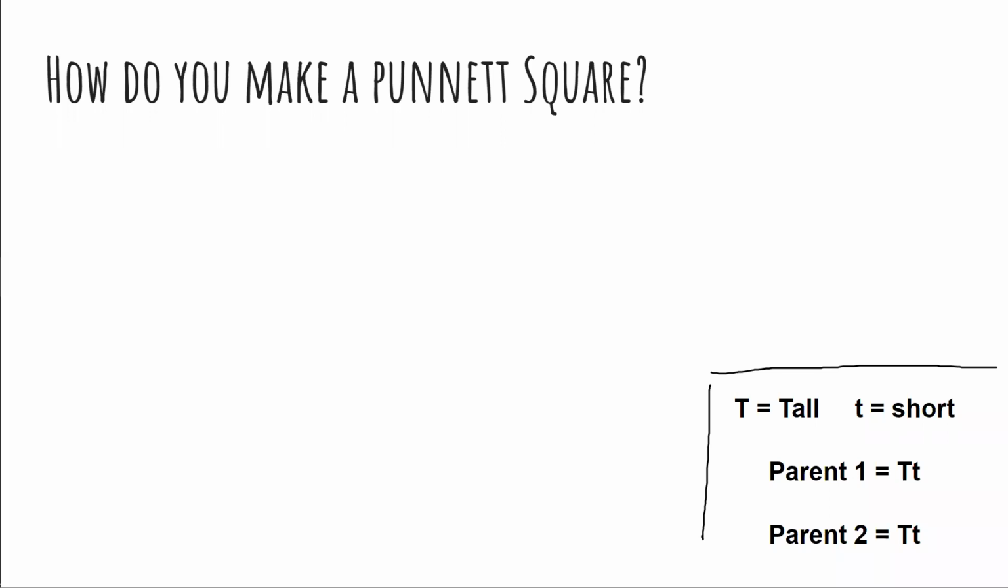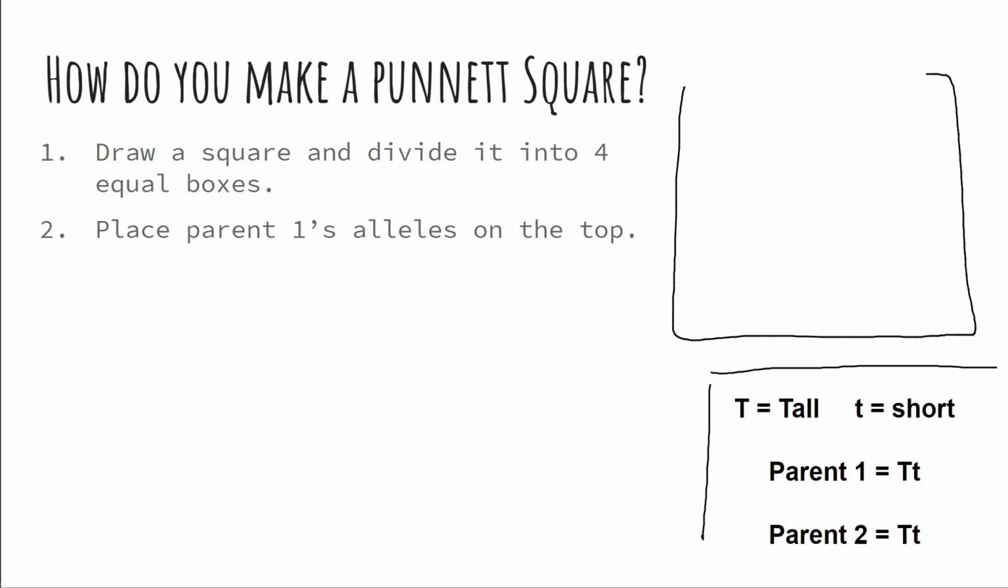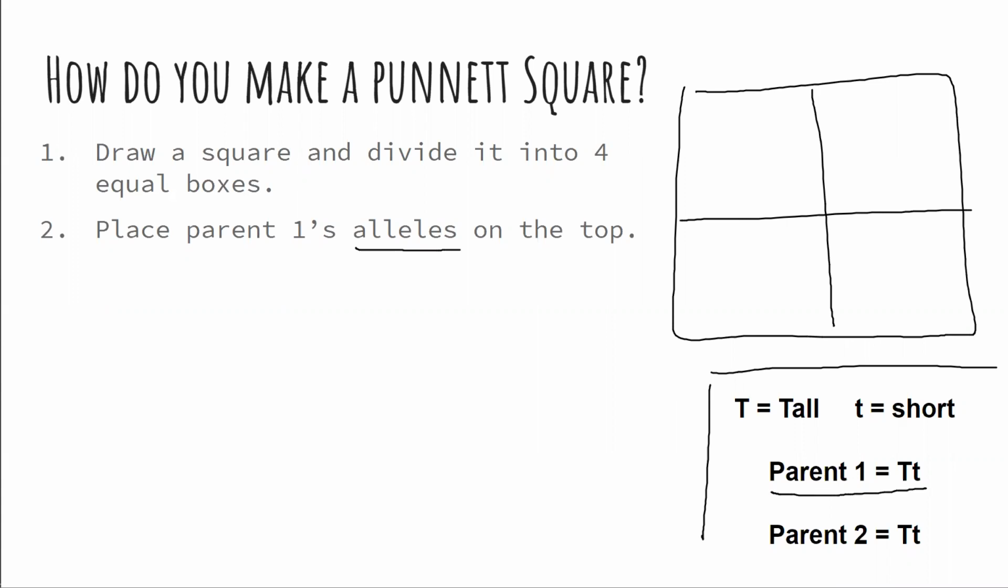So how do you make a Punnett square? Well, the first thing you need to do is draw a square and divide it into 4 equal boxes. Then you have to place parent 1's alleles on the top. Parent 1's genotype, look down here, is capital T, lowercase t. So we put capital T and lowercase t. That is parent 1's genotype.